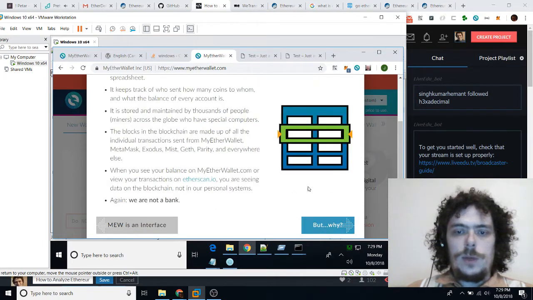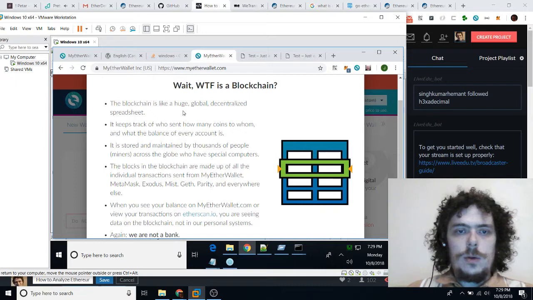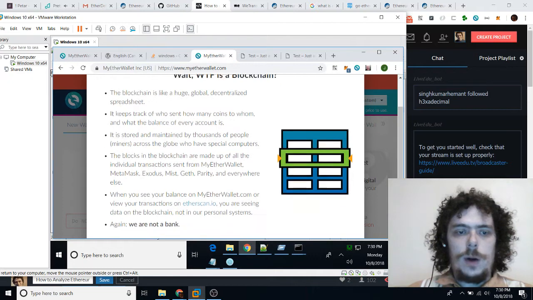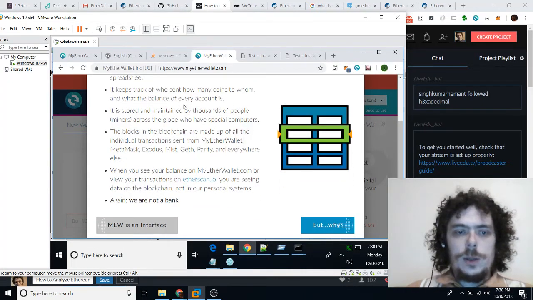bad thing. What the fuck is a blockchain? The blockchain is a huge global decentralized spreadsheet. It keeps track of who sent how many coins to whom and what the balance of every account is. It is stored and maintained by thousands of people, who are miners, across the globe who have special computers or hardware. The blocks in the blockchain are made up of all the individual transactions sent from MyEtherWallet, MetaMask, Exodus, Mist, Geth, Parity, and everywhere else. When you see the balance on MyEtherWallet.com or view your transactions on Etherscan.io, you are seeing the data on the blockchain, not on your personal systems.